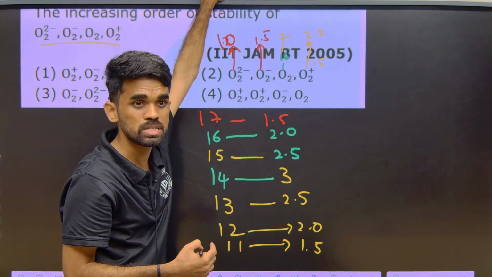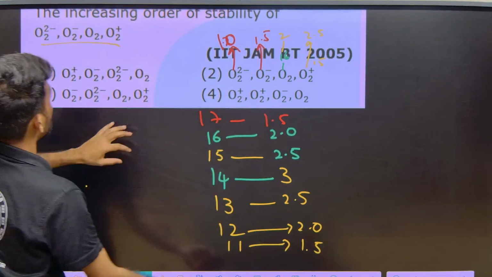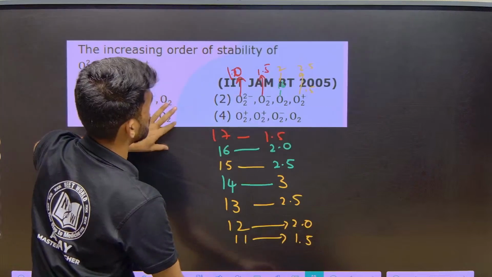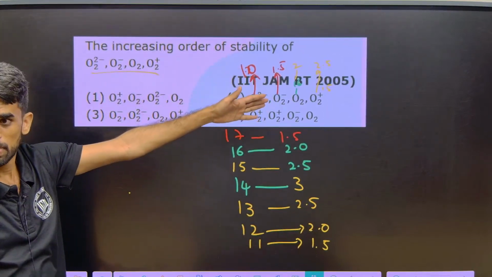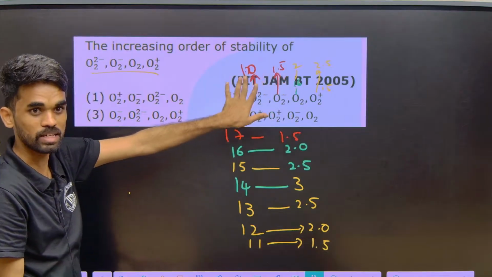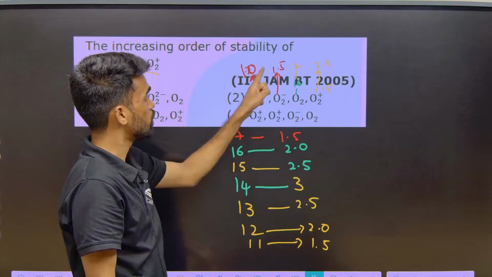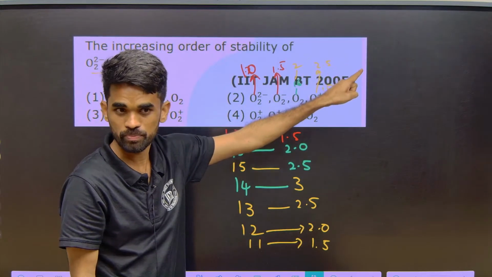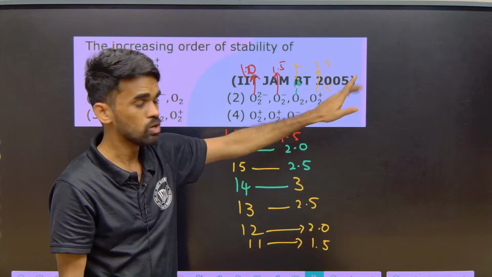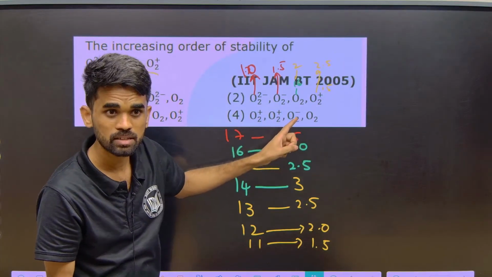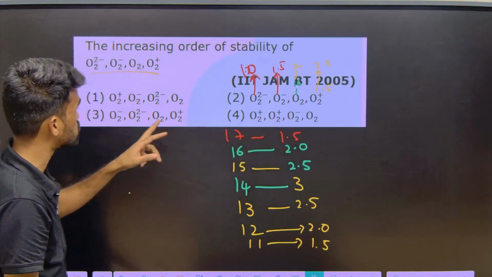So which is more stable? O2 plus. Okay, where do we have O2 plus? They are asking for increasing order of stability. So which option is correct? Yes, that is the correct option. See, they are properly arranged: 1.0, 1.5, 2, 2.5. That is increasing order only, no? So that will be our answer. Is that clear? Okay. So if they ask about bond length, it is inversely proportional. What is our option?